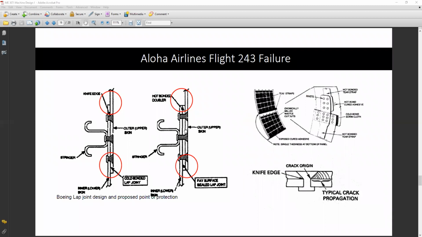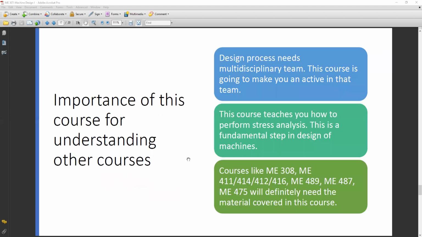Very simple. The Aloha, what was the reason? It was a simple cracking because of stress concentration. That's it. You need to have rivets. Those rivets are the way to join parts of an airplane together. And in order to put a rivet, you have to put a hole. So holes are very problematic, but you cannot avoid them. You can't just tell me you're going to make an airplane without holes. You need to put holes, so you need to live with them. So it was a stress concentration problem.